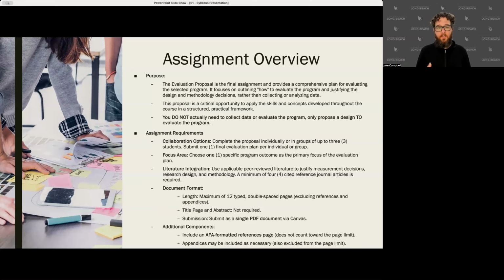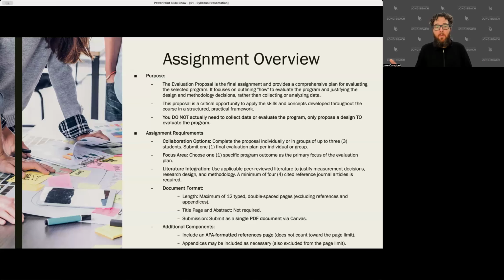The requirements: this is an assignment you are allowed to work in groups if you wish. So if you work individually, you'll submit your own evaluation proposal. You can choose to work in groups of up to 3. I do recognize that tends to be potentially more difficult in asynchronous online classes because you don't potentially know other people, but it is an option, especially as you're looking over the discussion board posts. If you see classmates working on topics or programs similar or the same as you, you're very welcome to reach out and have a conversation.